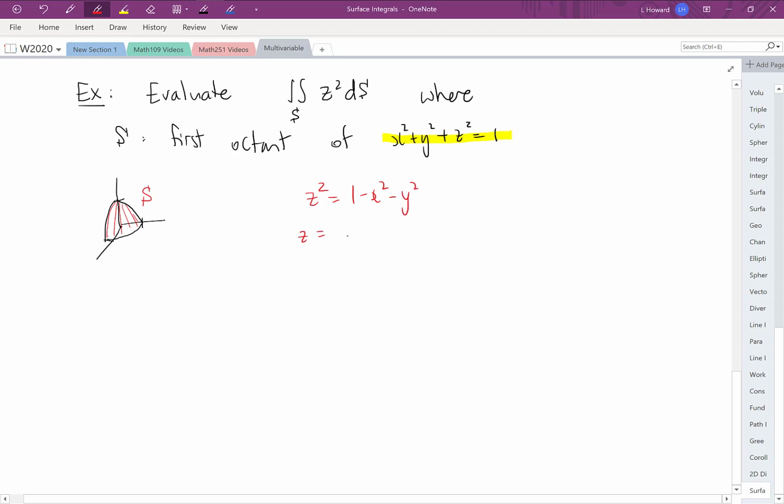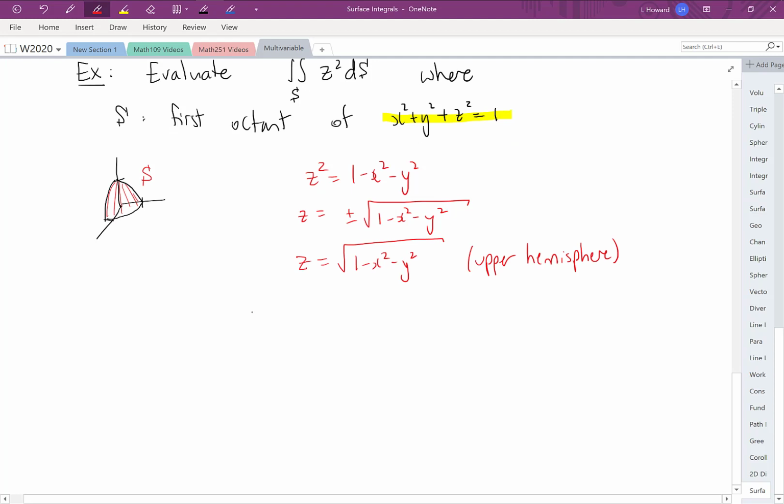That means z is either plus or minus the root of 1 minus x squared minus y squared. If we wanted the upper hemisphere, we would use the positive root, and we'd use the negative root for the lower hemisphere. Since we know from our picture that we want our z coordinates to be positive, we're going to choose the positive root. So now we're going to work towards calculating dS, and to do that we need to find our partial derivatives.